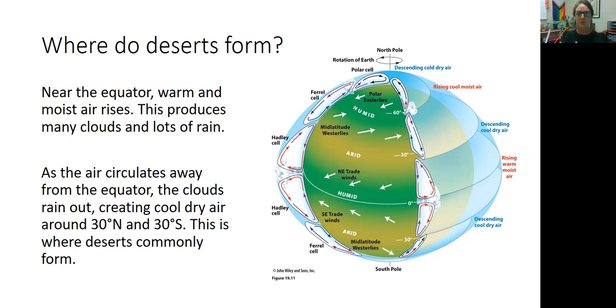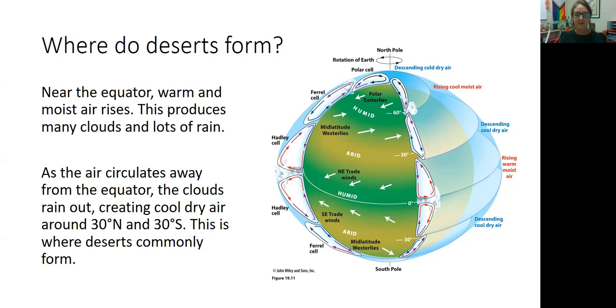Now, after that hot, moist air rises above the equator, the circulation cells within the atmosphere are going to push that air towards the north and towards the south. And because that air is hot and moist, it's going to rain out near the equator. So the air that gets pushed towards the north and towards the south is going to become drier because the rain is going to have rained out. It's going to have left.